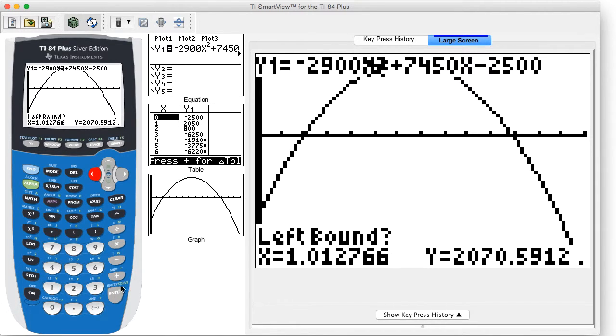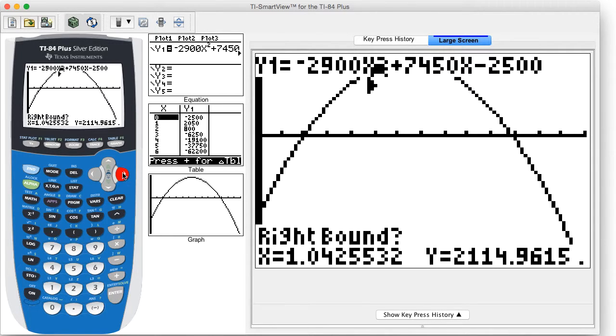It's asking me to set the right bound. All right, so I'm going to press enter. The calculator can't figure out where the maximum is. It needs your help. So all I'm doing is helping my calculator know what interval to look in to find the maximum. So off to the right. And as soon as you're sure you're to the right of the maximum, just press enter again. So now I'm setting the right bound.